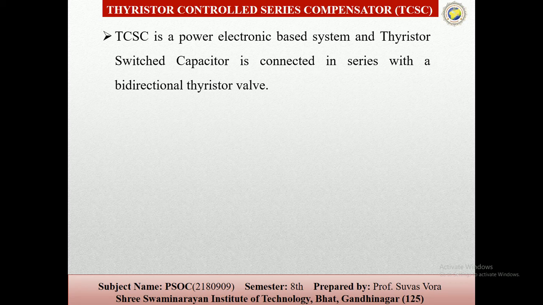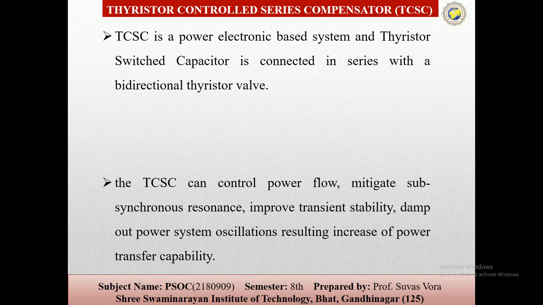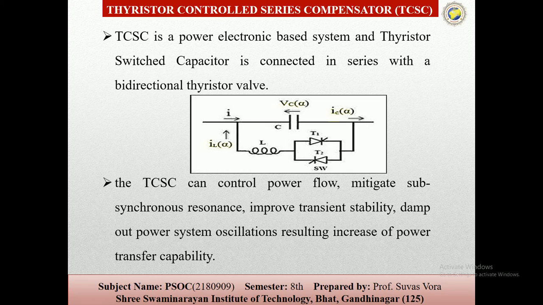This is a power electronics based system, and the thyristor switched capacitor is connected in series with the bidirectional thyristor valve, meaning the capacitor bank we connect in series. So this system can control the power flow, mitigate the subsynchronous resonance, improve the transient stability, and damp out the power system oscillations, resulting in increased power transfer capability. So these are the systems.